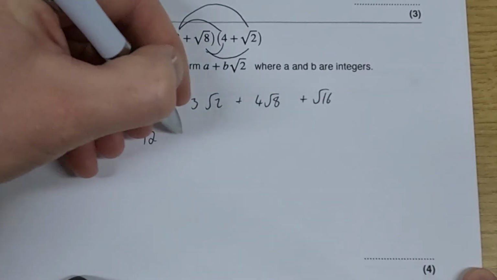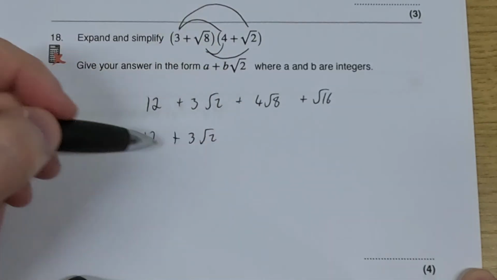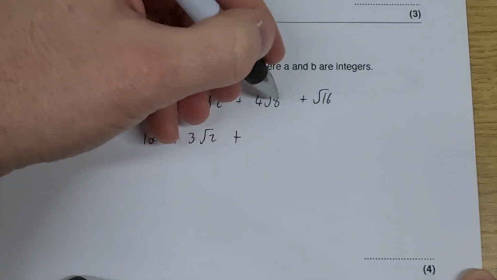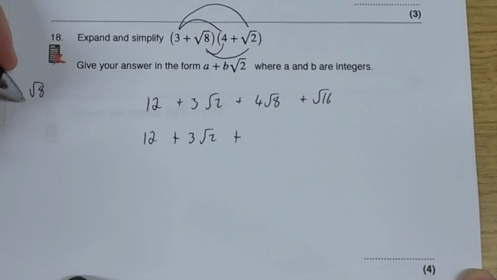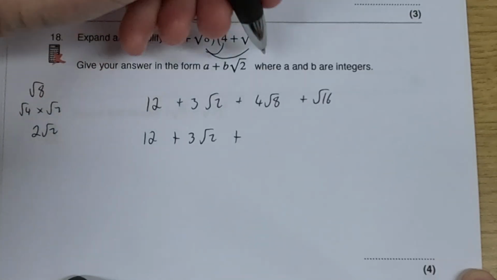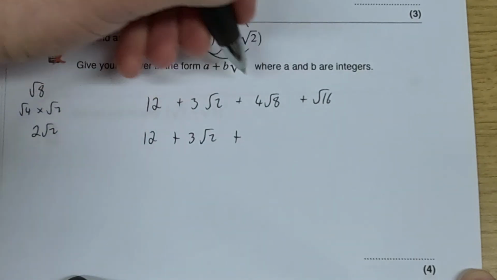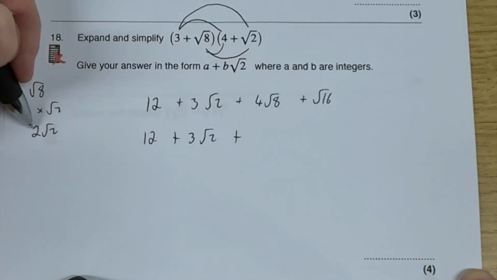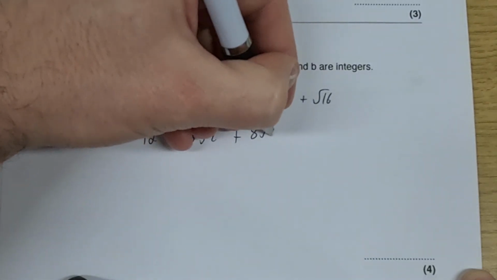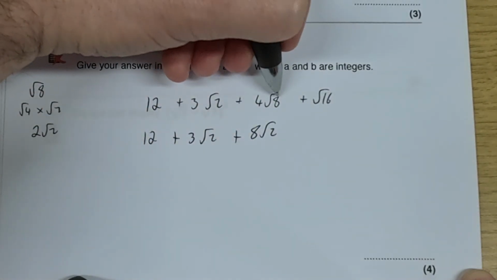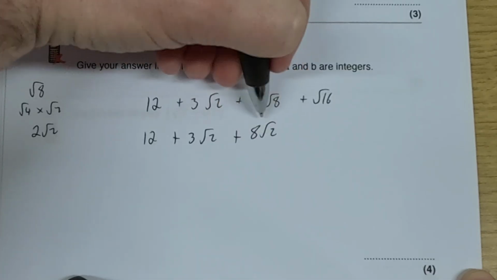So we've got 12 plus 3 root 2, we can't simplify those, plus 4 root 8. Well, root 8 will be equal to root 4 multiplied by root 2, because 4 is the biggest square number that goes into 8. So we've got root 4 times root 2, so that'd be 2 root 2. So root 8 is 2 root 2, but this is 4 lots of root 8, so that's 4 lots of 2 root 2. And 4 times 2 is equal to 8 lots of root 2. So root 8 is 2 lots of root 2, and if we have 4 lots of that, that'll be 8 lots of root 2.